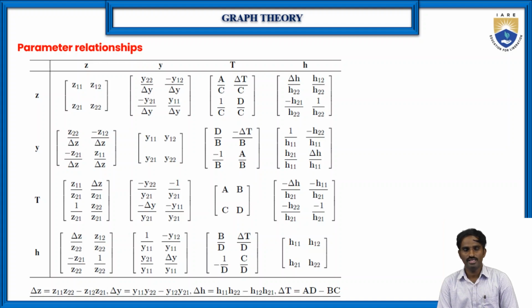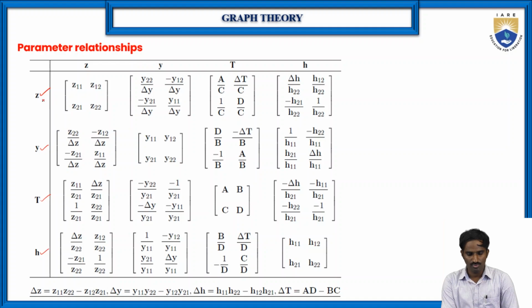What are the interrelations between the various two-port network parameters? Here basically we have discussed four different types of two-port network parameters. The Z parameters, which are nothing but the impedance parameters, and Y parameters, which are the admittance parameters. Here the T means the transmission parameters, we can also call them ABCD parameters, and finally the hybrid parameters. This table indicates the interrelation between the various two-port network parameters that we have discussed.